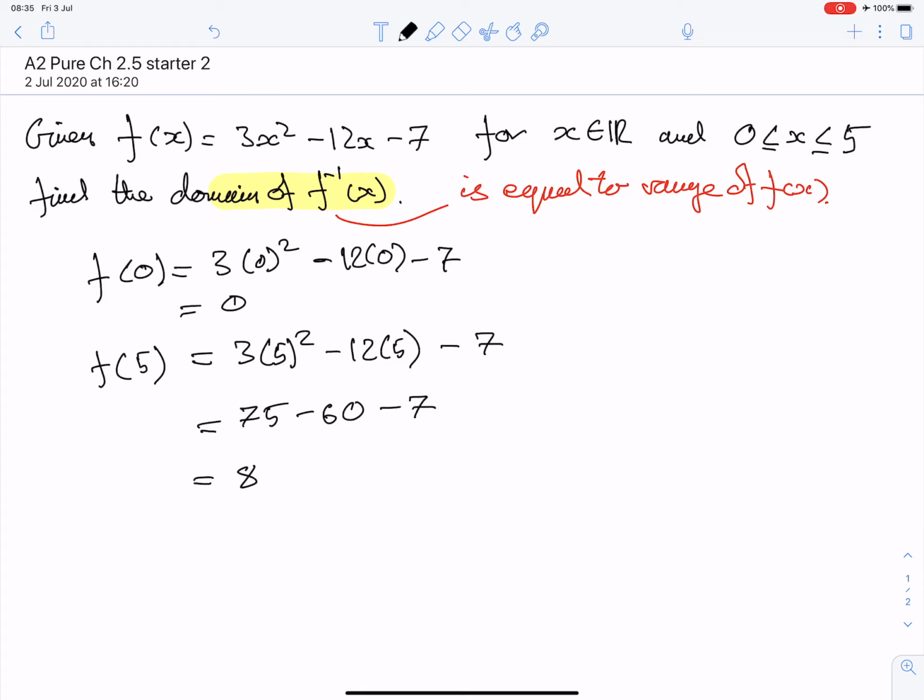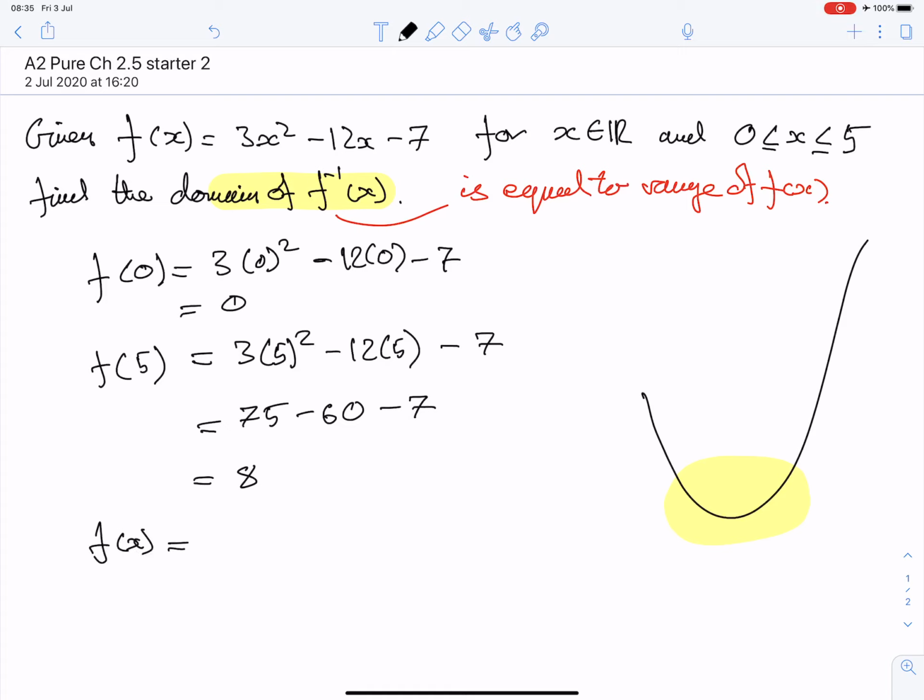But we know quadratic graphs can have a U-shape. So there might be a turning point down here between x equals 0 and x equals 5. So we really want to find this value just to check our answer. You can do that by completing the square quickly.